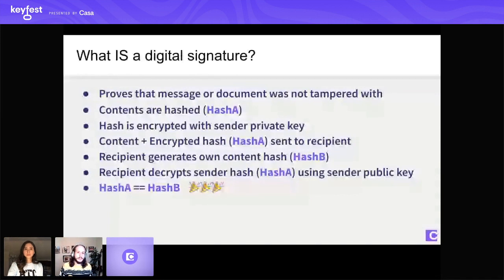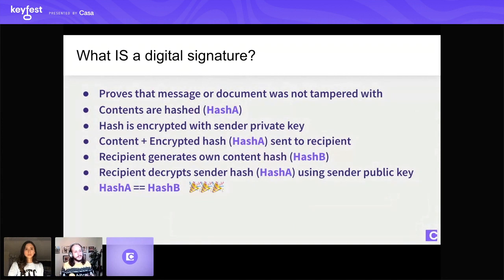And the way this works is we take the contents, that could be an email, a file, or a message, and we hash them using the hashing concept that Stacie just talked about. That hash is then encrypted with the sender's private key, part of the key pair that we're talking about today. The content and the encrypted hash are then bundled up together, and that's sent off to the recipient.